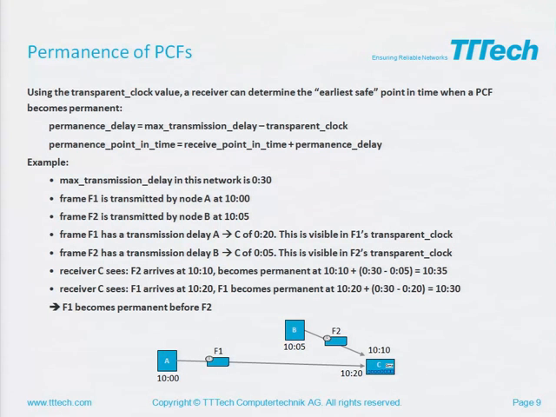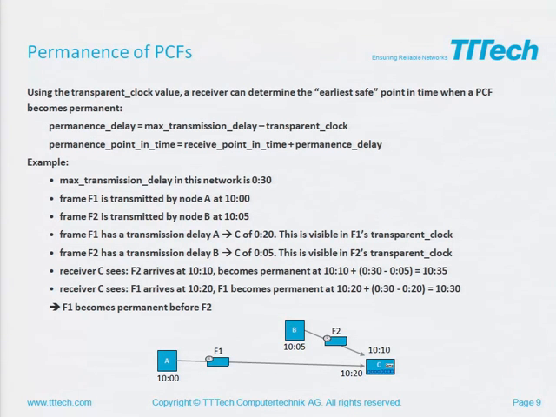And then I subtract the transparent clock delay. What does that mean? The transparent clock delay is a delay value that each component adds into that frame. So the frame itself has some kind of payload, and this payload tells me how long the frame traveled from B to C. So it accumulates the dynamic delays of the network. And when we use these two terms, we can find the permanence point in time. This means when the frame becomes permanent at the receiver.